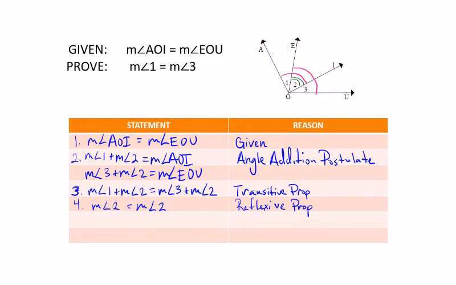All right, and then we can subtract the measure of angle 2 away from both sides, right? Which would give us what we want to end up with. And so we can do that by the subtraction property of equality. So I can say, okay, well, we have enough information to conclude that measure of angle 1 is equal to the measure of angle 3. And the way we did that last step is by the subtraction property of equality. All right, so we did it. So once that matches, then you're in the right place.